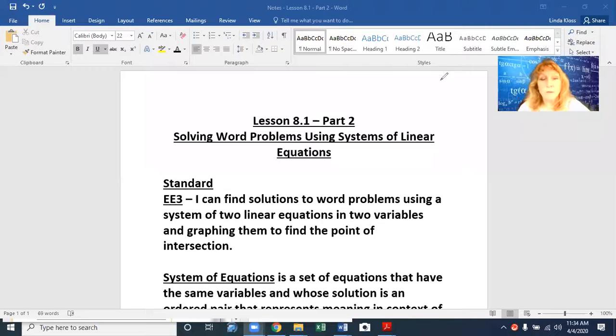So today's work is going to be coming from pages 230 through 232, and then your homework is going to be 233 and 234. So this is, again, I said part 2, solving word problems using systems of linear equations. Our standard is EE3. I can find solutions to word problems using a system of 2 linear equations in 2 variables and graphing them to find a point of intersection. So similar to what we did on the first video before this, but this time we're going to, again, like I said, put the word problems in.